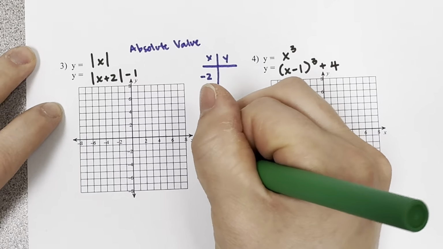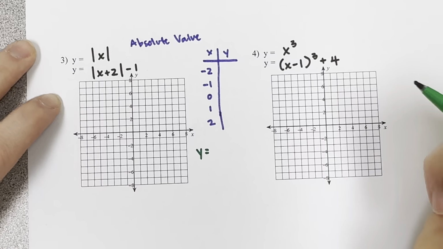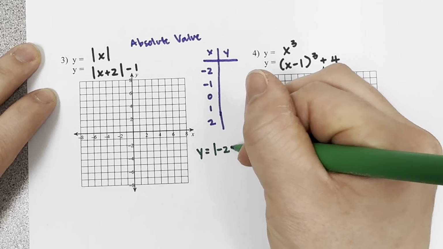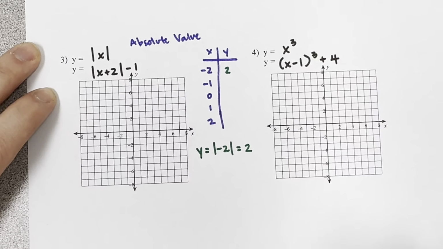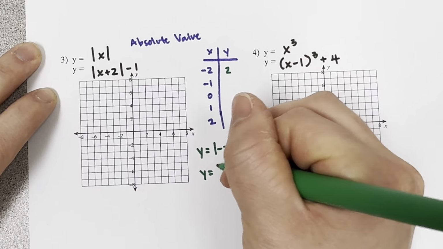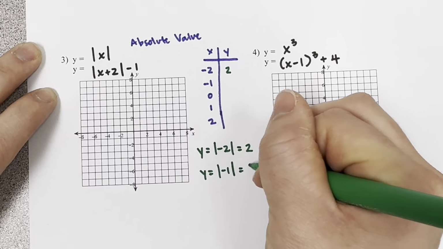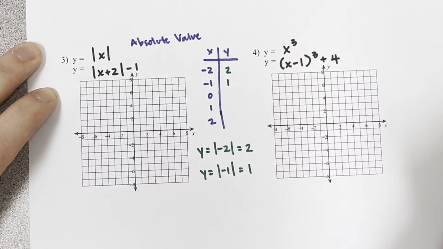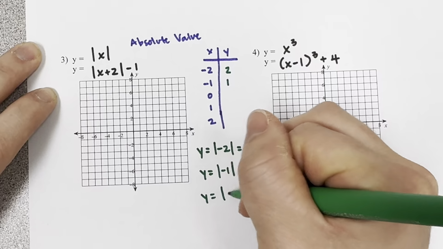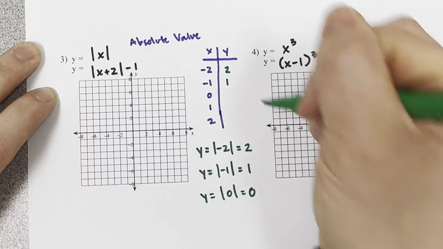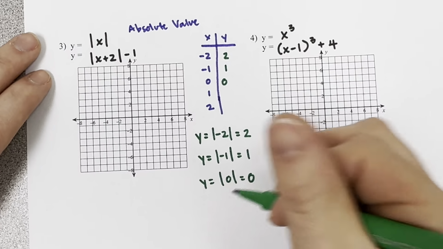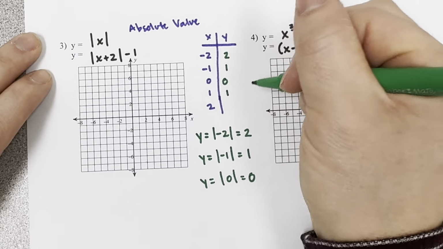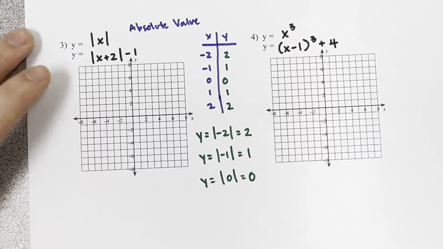So remember, absolute value means the distance from 0. How far is -2 from 0? Well, that's 2 units. So we get a +2. How far is -1 from 0? That's 1 unit or 1 space, so +1. How far is 0 from 0? 0 units, it's right on 0. And same thing, 1 is 1 unit away from 0, 2 is 2 units away.